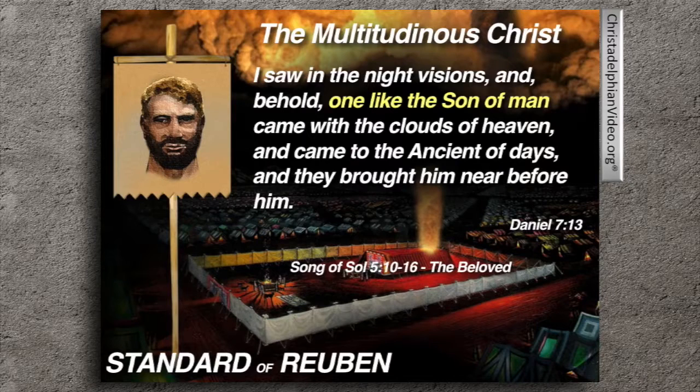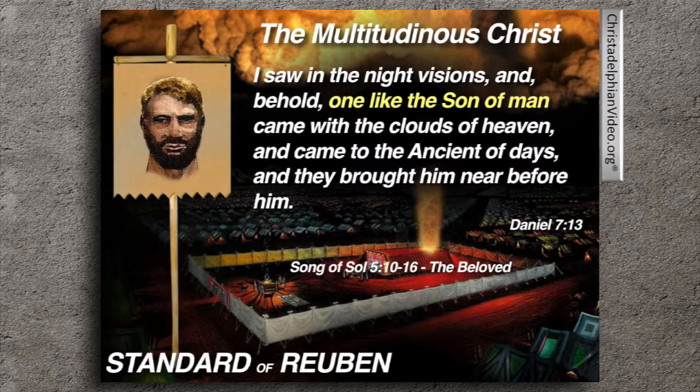We come to Daniel chapter 7. We're not going to spend too much time with this, but we find in the night visions one like the Son of Man, who came with clouds of heaven, came to the Ancient of Days, and they brought him near before him. Here again, we see a picture of one like the Son of Man. It is the multitudinous Christ, once again, as they are brought before the Lord Jesus Christ, seated on his throne. And we will see this in a future class.